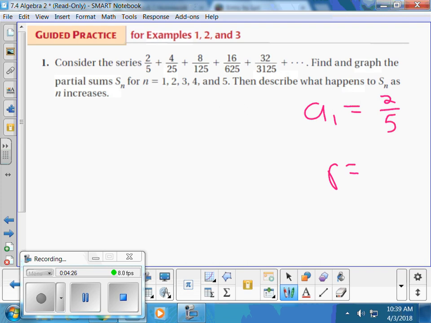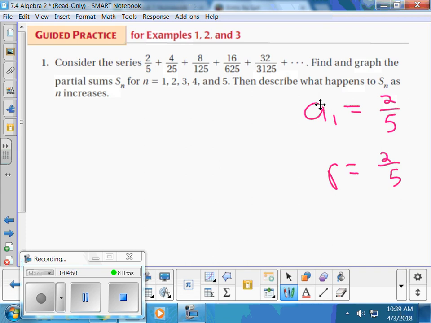And what does it appear that they're multiplying by? I would look at the top first, I would look at the bottom second. So what are they multiplying the top by? And what are they multiplying the bottoms by? How are they going from 5 to 25 to 125? So 2/5 is the constant multiplier. That's crazy. That's the second problem in a row that our A1 and our constant multiplier were the same number, isn't it? That's rare. It's just a coincidence.